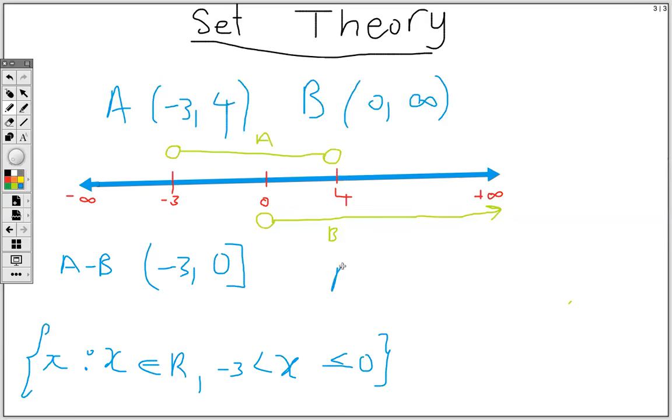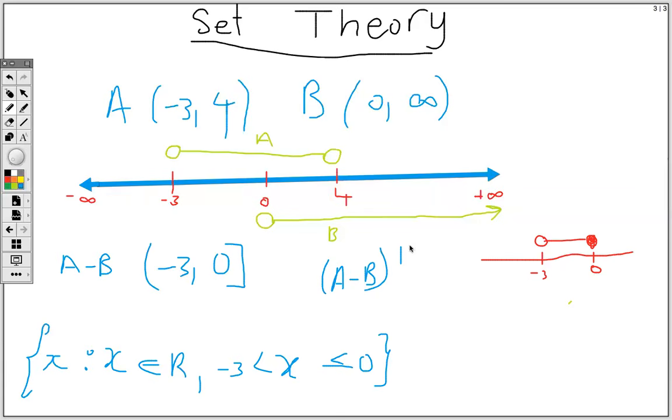Now, if I ask for A minus B complement, let's look at this one. Again, you can draw a number line where we have A minus B. Now, A minus B is negative 3 and 0. Negative 3 you will have open, and 0 you'll have closed. So this is A minus B. Now I want the complement of this.